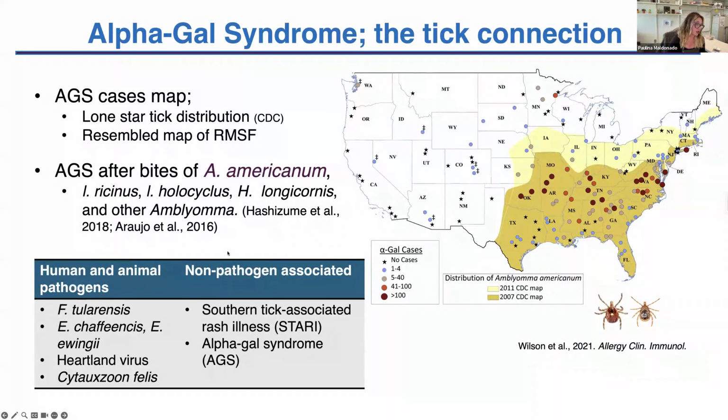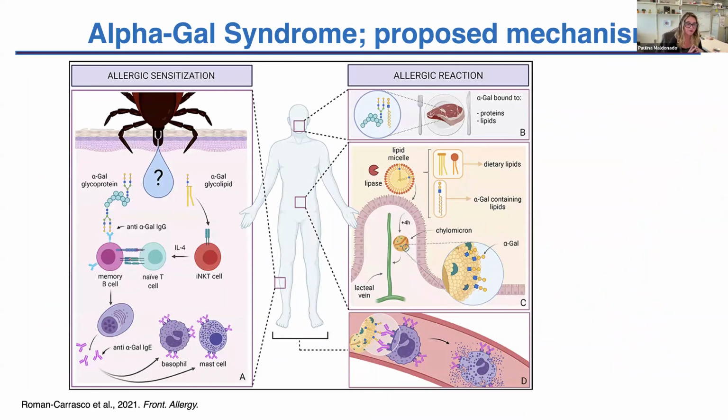Now, this tick, as you may know, is also associated with causing other diseases that are associated with pathogens, but also non-pathogenic diseases such as southern tick-associated rash illness. The other thing is that while in the United States, the Lone Star tick has been the only tick that has been linked to alpha-gal syndrome, in other parts of the world, other ticks are the main culprits for this syndrome. Now, while the mechanisms are still poorly understood, this is what has been proposed.